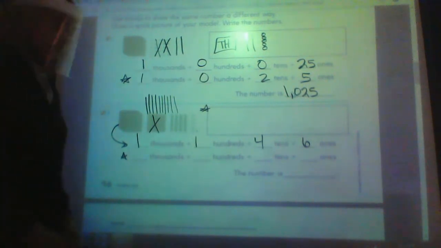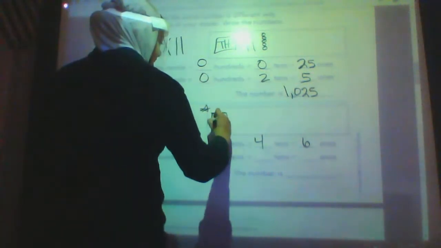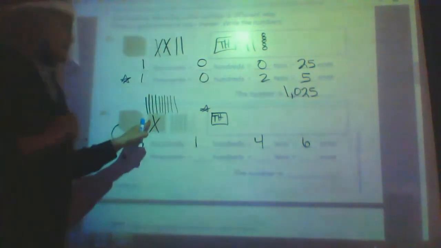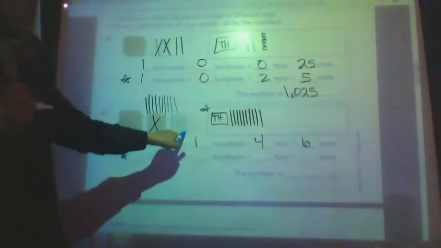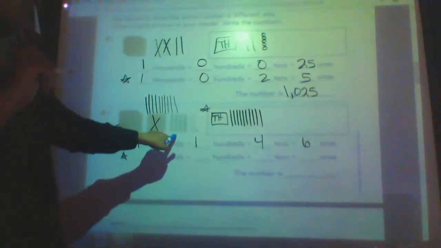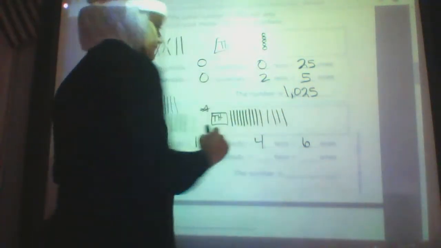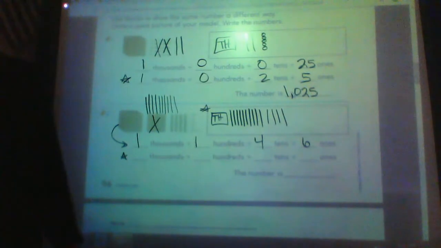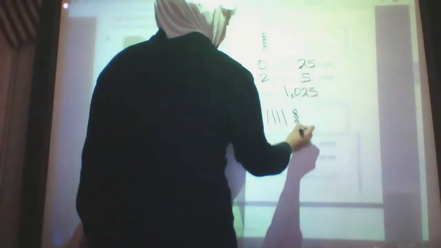So now I'm going to rewrite my new picture. I still have 1,000. I didn't touch that. Instead of 100, I have 10 tens. 1, 2, 3, 4, 5, 6, 7, 8, 9, 10. And remember, these 4 tens don't fall off in outer space. You still have to write them. So then I add 4 more. 1, 2, 3, 4. Can you see? And then I have 6 ones. 1, 2, 3, 4, 5, 6.